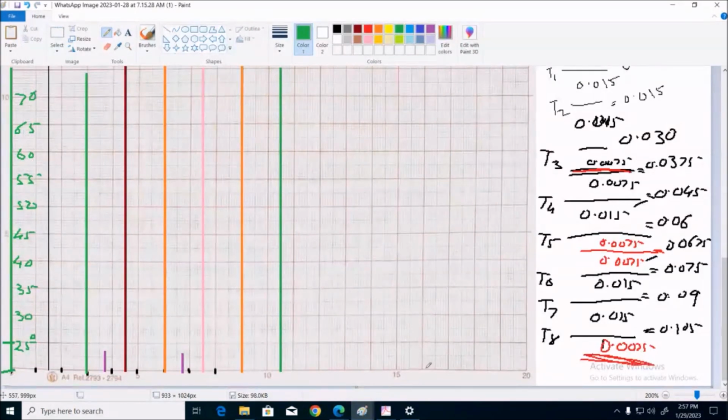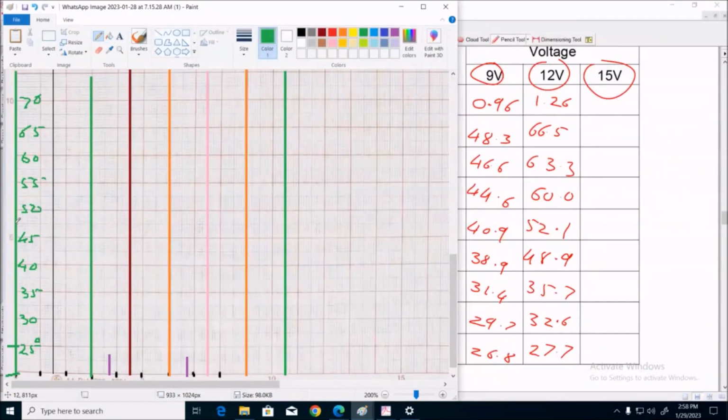Now I will plot the temperatures. So 48.3, this is 40, 48 and second line. So I will write here, this is temperature T1, T2, T3, T4, T5, T6, T7, T8. Okay, so first temperature is 48.3. So 48.3, this is here. Then second 46, 45, 46, two line here. Two line is 1 degree.